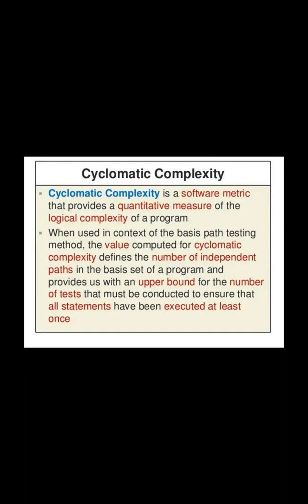When used in the context of basis path testing, the value computed for cyclomatic complexity defines the number of independent paths in the basic set of the program and provides us the upper bound for the number of tests. So as we discussed, the complexity of your project increases if the number of dependencies is high. If more independent paths are there in your project, then the complexity will reduce. If there is more dependency among the paths, then the complexity will automatically increase.